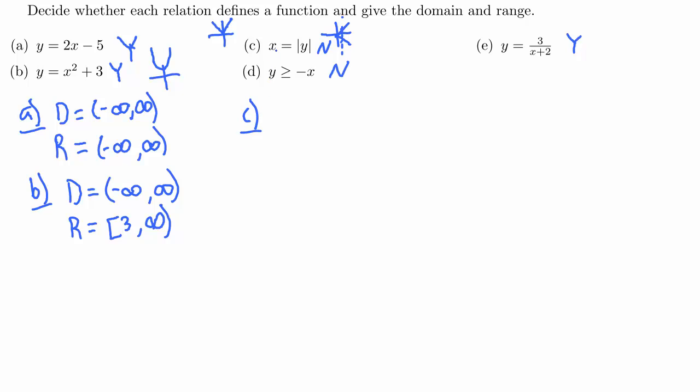C, the domain are the x values, but if you look at the graph here that I showed you, the domain is going to be just 0 to infinity. The range, if you can see it from the graph, will be negative infinity to infinity.